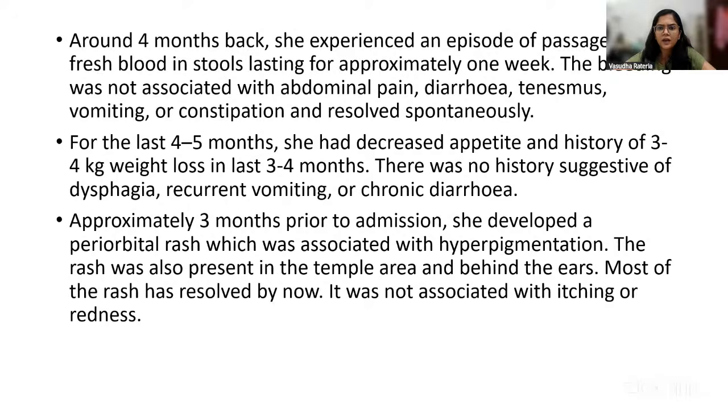For the last 4 to 5 months, she had decreased appetite and history of 3 to 4 kg of weight loss in the last 3 to 4 months. There was no history suggestive of dysphagia, recurrent vomiting, or chronic diarrhea. Approximately 3 months prior to admission, she also developed a periorbital rash, which was associated with hyperpigmentation. The rash was also present in the temple area and behind the ears, and most of the rash has resolved by now, but it was not associated with any itching or redness.